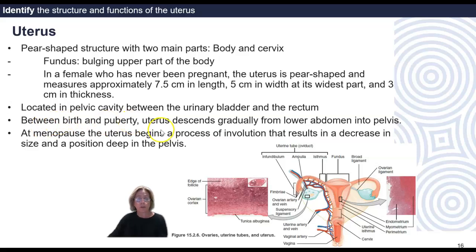Between birth and puberty, the uterus gradually descends from the lower abdomen into the pelvis. And then, once menopause has occurred, the uterus begins a process of involution that results in a decrease in the size of the organ, and also it kind of gains a position deep in the pelvis.